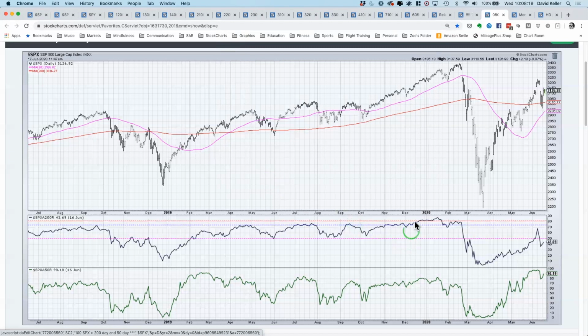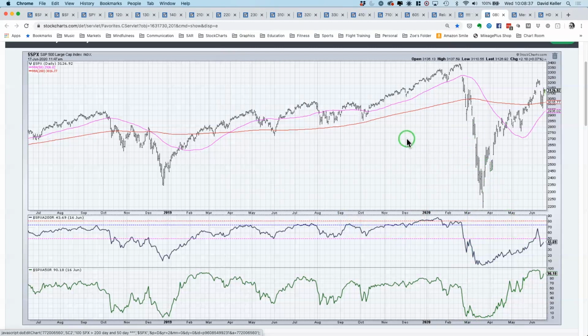And so the top panel is the S&P 500 with the 50 and 200-day moving averages. The first panel below is the percent of stocks within the S&P 500 that are above their 200-day moving average. At the bottom, it's the percent of stocks above their 50-day moving average, so a little shorter term measurement.